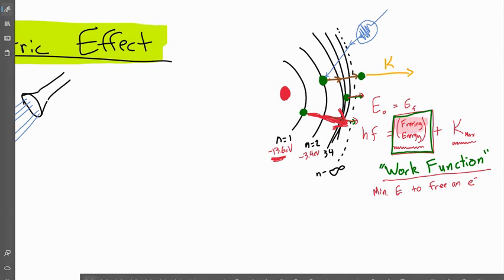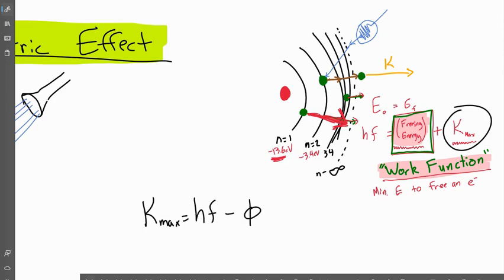That's whatever energy it takes to get out. That is the work function, but we also call that phi. So they solve for kinetic energy max. They say K max is equal to HF minus phi. And I'll highlight phi the same color. All right, so you can relate this. Phi is whatever energy it takes to get free. It's called the work function.